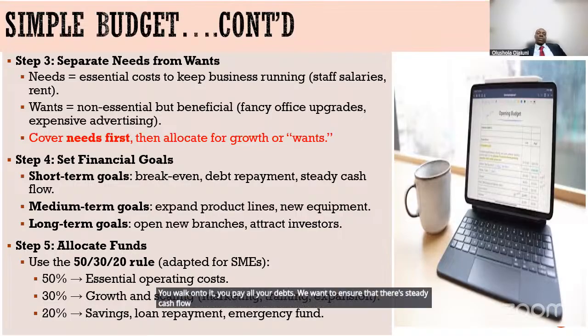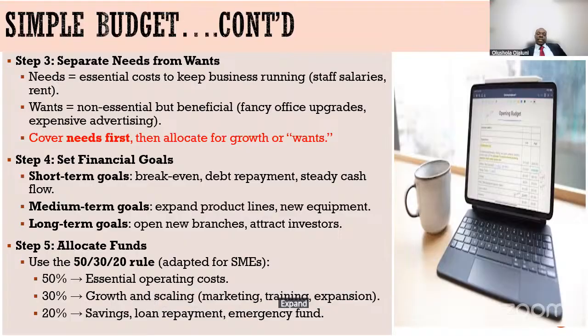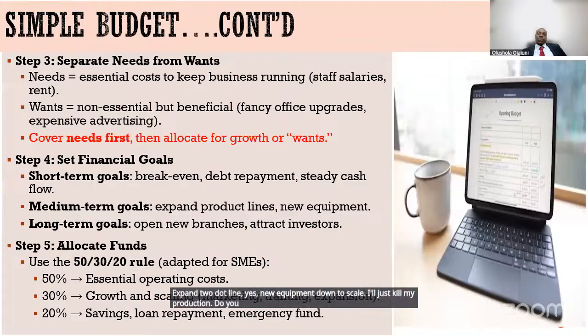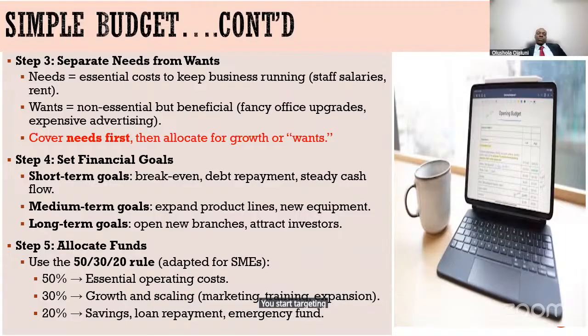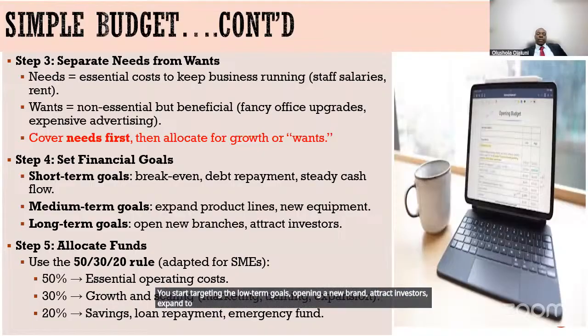Medium goals: expand product line, new equipment. I want to scale my production. I'm doing one particular business now, and I want to move on to the next one. You start targeting. Then long-term goals: open a new branch, attract investors, expand to newer locations.